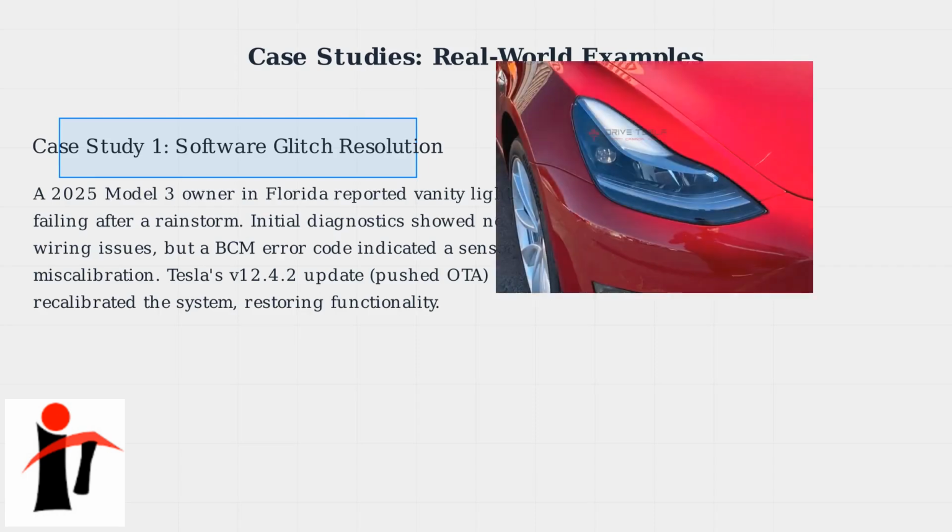Real-world case studies demonstrate the variety of vanity mirror light issues and their solutions in Tesla Model 3 vehicles. These examples show how problems can range from software glitches to hardware failures. In our first case, a Florida owner faced vanity lights failing after a rainstorm. Diagnostics revealed no wiring problems, but a body control module error indicated sensor miscalibration. A simple over-the-air software update from Tesla recalibrated the system, restoring full functionality. This highlights how environmental factors can trigger software bugs that are easily fixed.